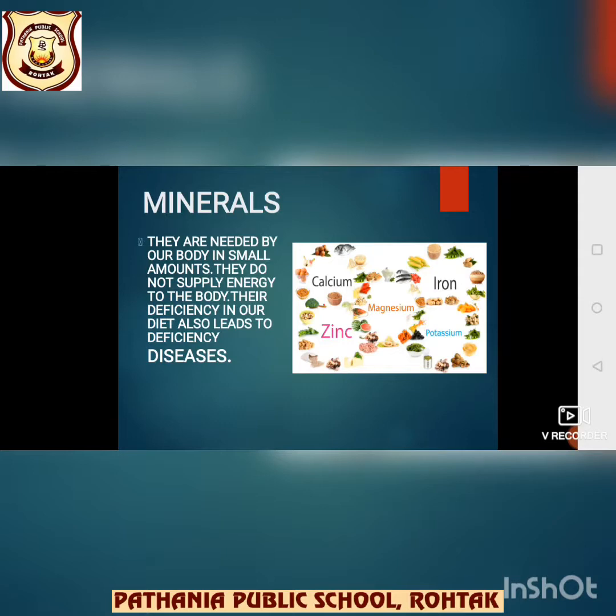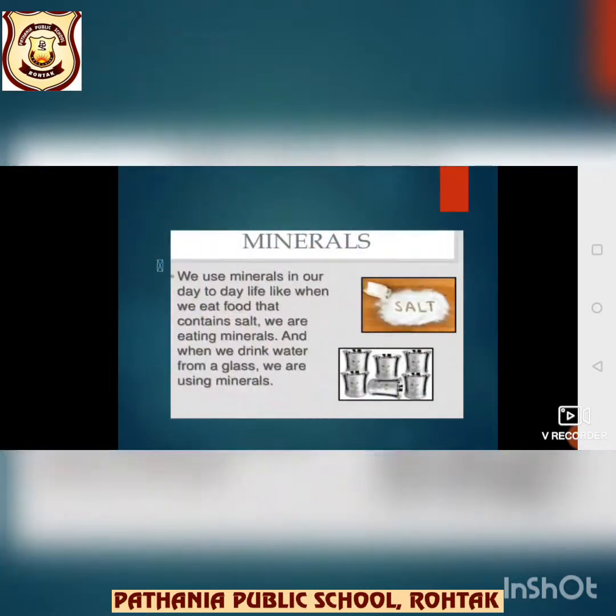These minerals are used by our body in the form of their salts. So when we talk about minerals as a component of food, it actually means mineral salts. Let's study the functions of some of the minerals in our body. We use minerals in our day-to-day life: when we eat food that contains salt, we are eating minerals, because salt is sodium chloride. Sodium as well as chlorine are minerals. And when we drink water from a glass, we are using minerals because water contains calcium also.